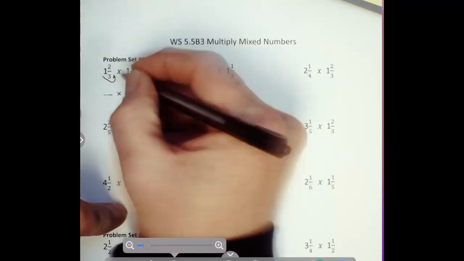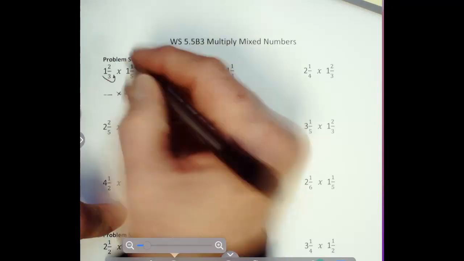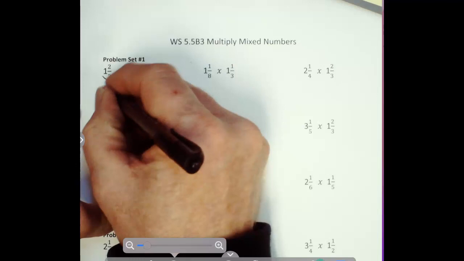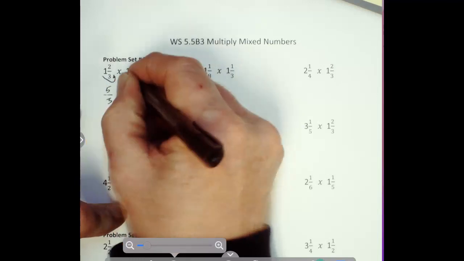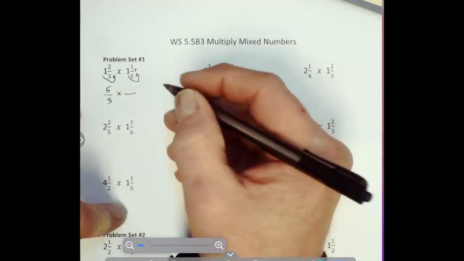Mrs. Carlton calls it the hook, where you multiply down and then add up. So 1 times 3 is 3, plus 2 will give us 5/3 here. And same thing, 1 times 5, add the 1, there's the hook there. You'd end up with 6/5.